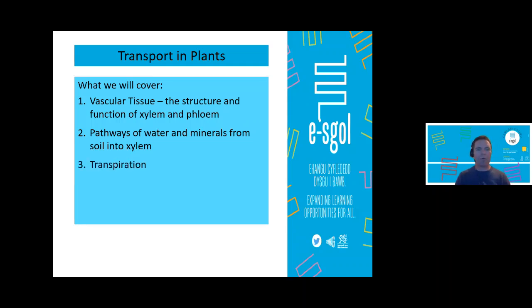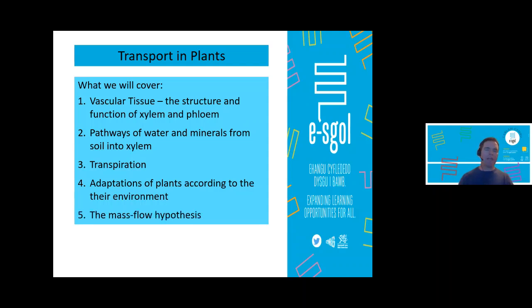If we get time, we'll move on to transpiration and the effects that it has on the plant, and indeed the adaptations of different plants according to the nature of their environment that pertain to water availability. And then we will move on to the mass flow hypothesis.